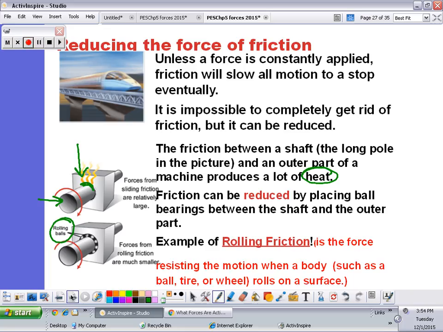A ballpoint pen has a ball at the end to make the writing smoother and easier. There's things that you use. Maybe if you have rollerblades or a skateboard, they have ball bearings in the wheels that cause them to move smoother, creating less friction to make you go faster.